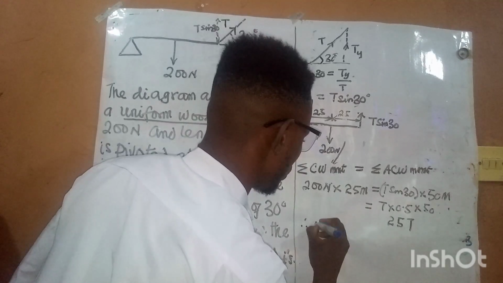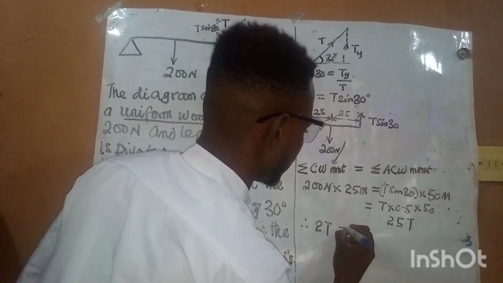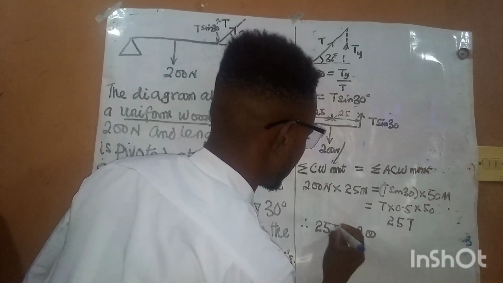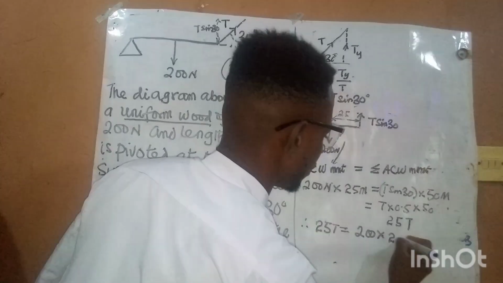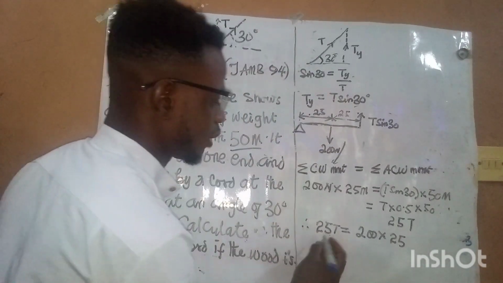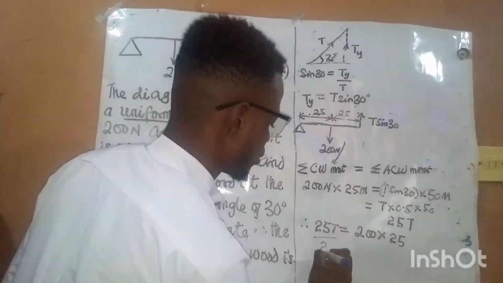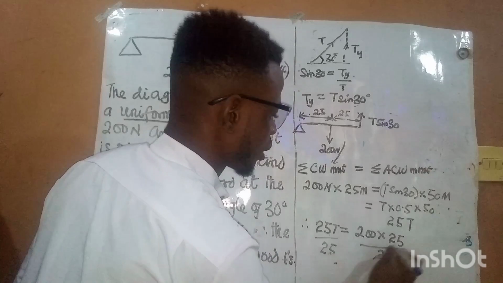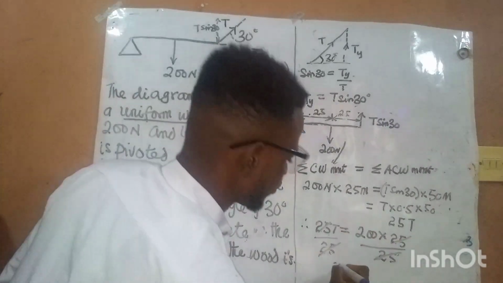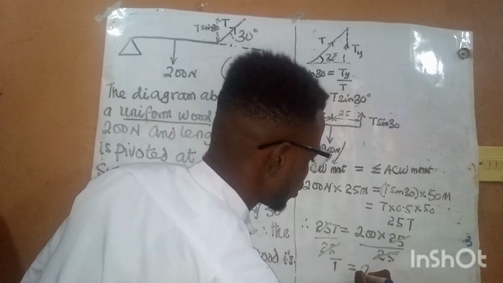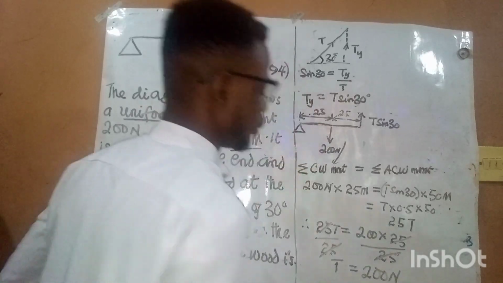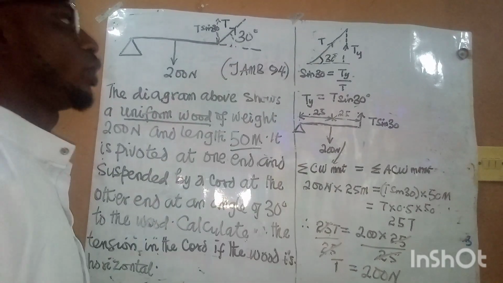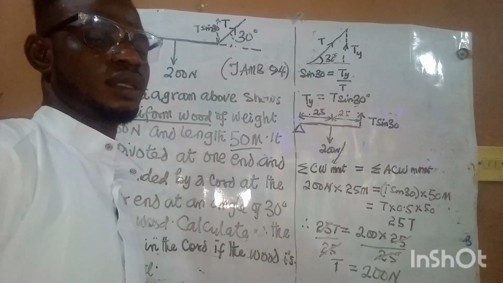Therefore, 25 T is equals to 200 times 25. Dividing both sides by 25, 25 cancels 25, so that our T becomes 200 Newton. So the tension on this string is 200 Newton.